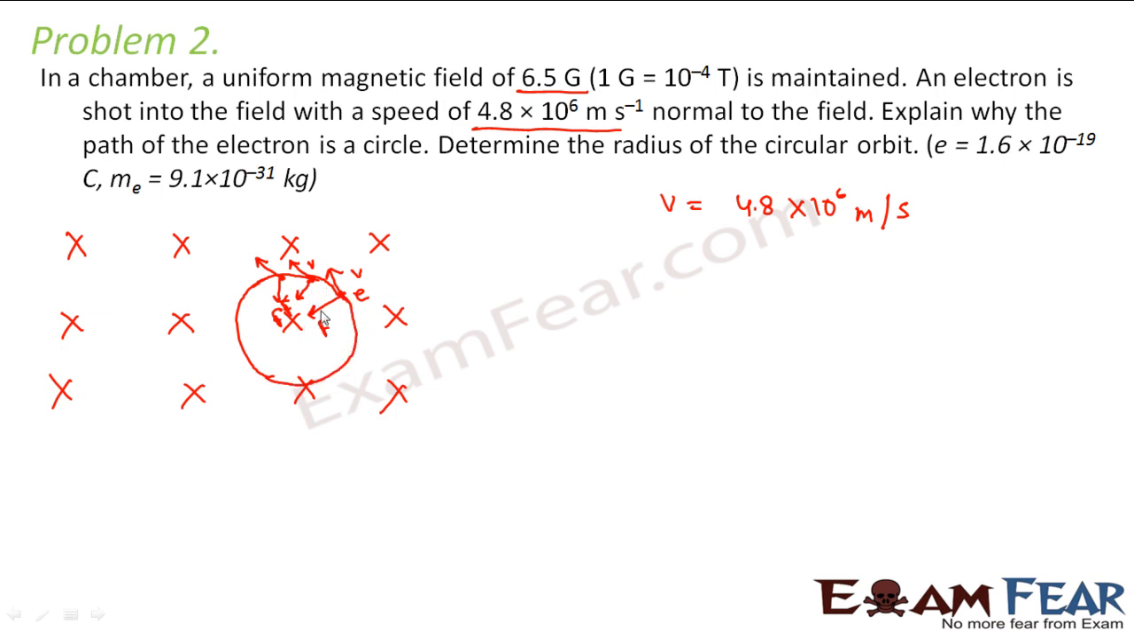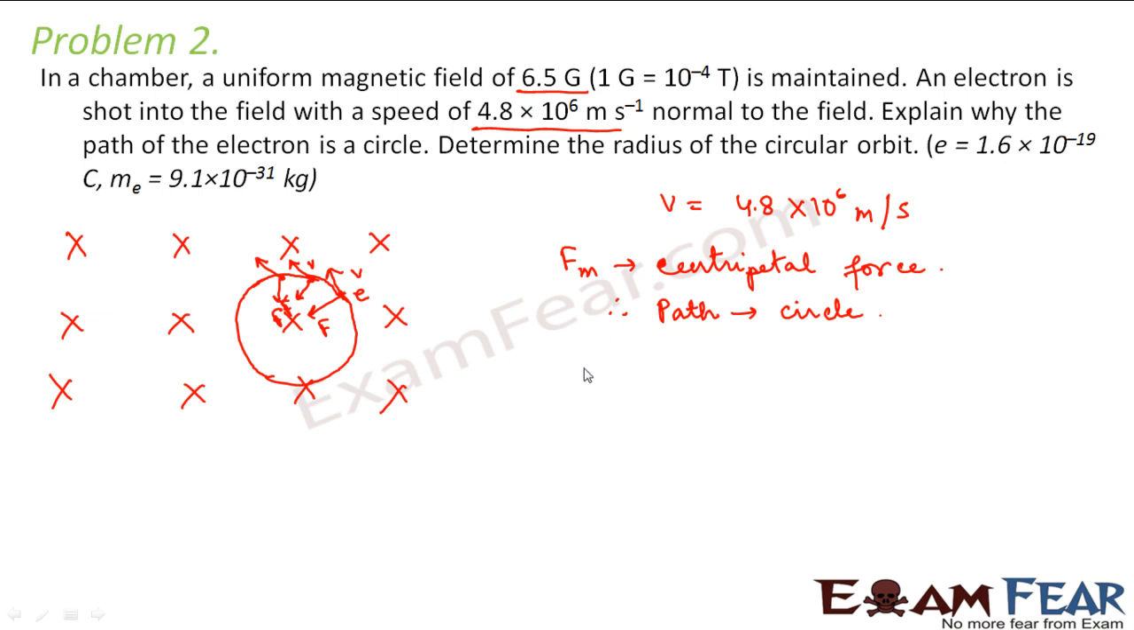So what does it show? It shows that the magnetic force which acts on the electron always acts towards the center, it acts inwardly. So the magnetic force acts like the centripetal force. Therefore, the electron moves in a circular path. That is why the path of the electron is a circle.